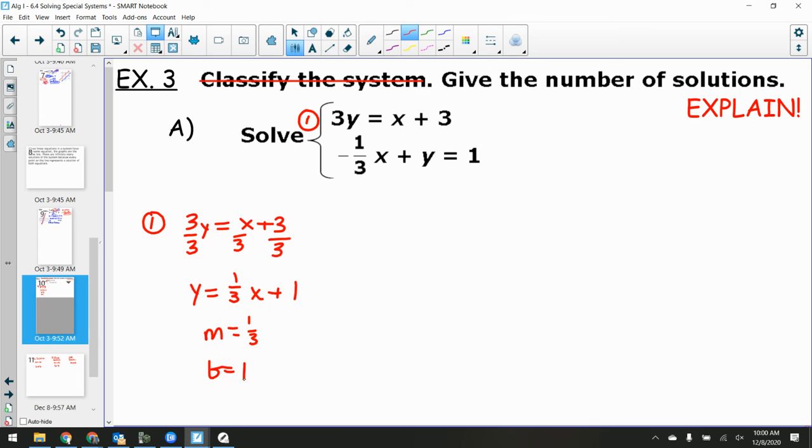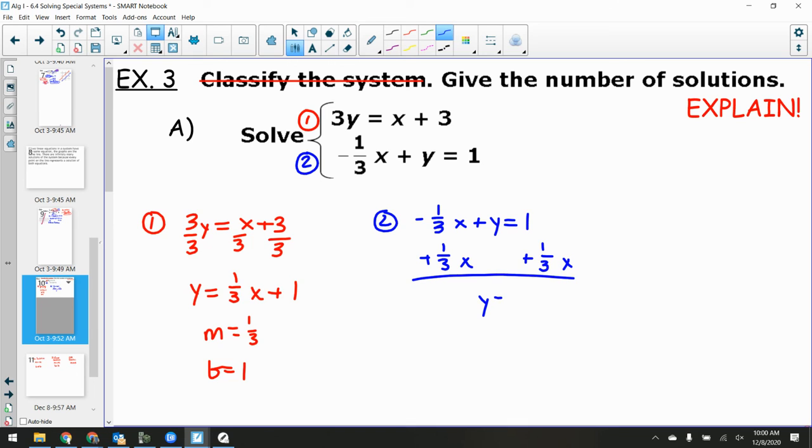Okay, now equation 2 looks like this. Well, if I just add 1/3 x over to the other side, I'm going to be able to solve that for y. Slope is 1/3. B is 1. What does that tell you about these two equations? Infinite solutions. Same slope, same y-intercept, same exact line. Infinite solutions.